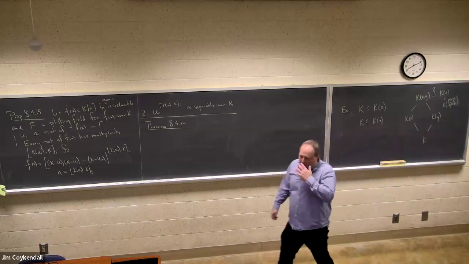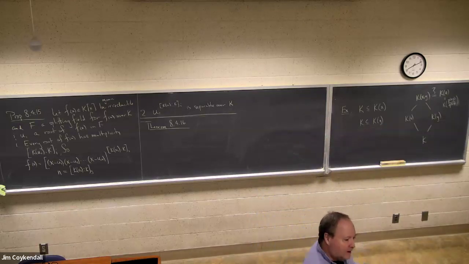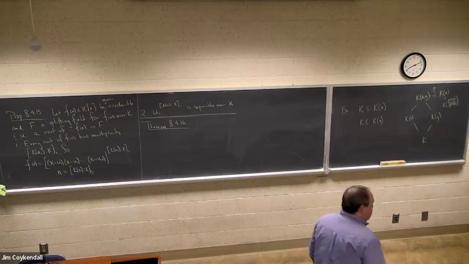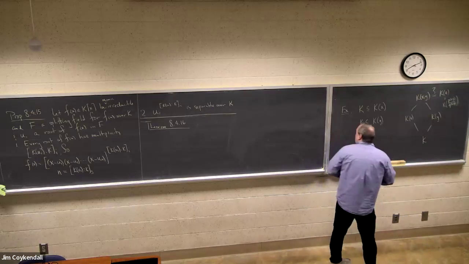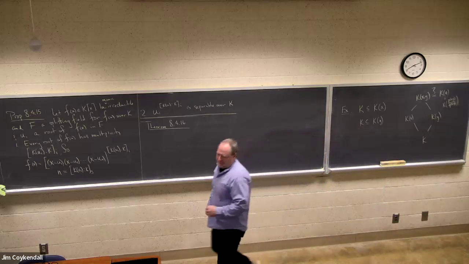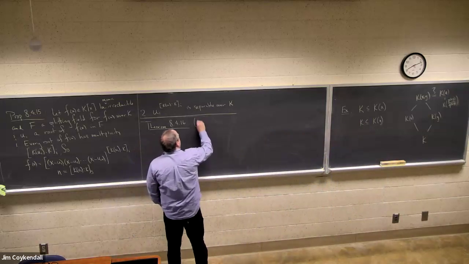So in general, if you have a field extension, little field inside big field, you don't expect there to be a single element in the big field such that all you need is the little field and that single element to get you the big field. Everybody agree with that? But sometimes you get lucky. So this is called the primitive element theorem.